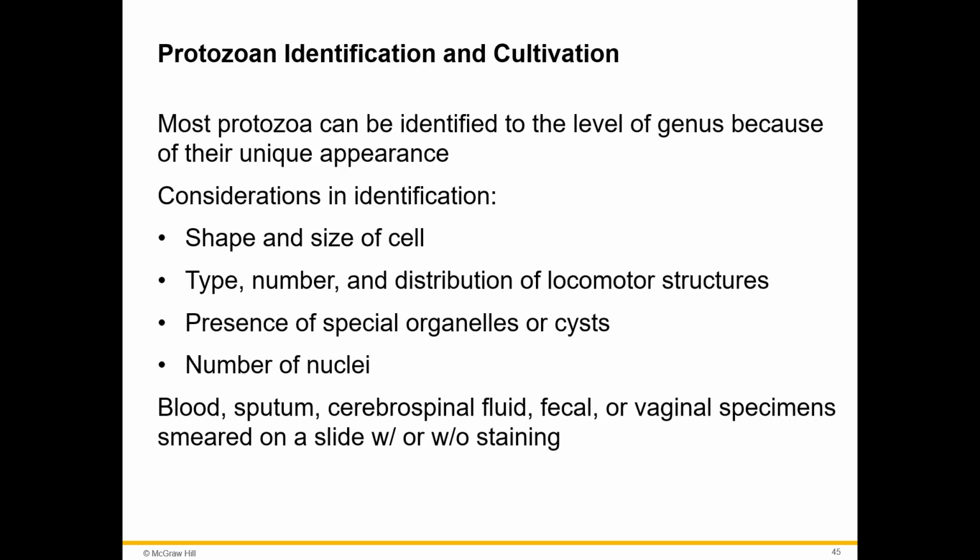So, considerations in identification: the shape and size of the cell. A lot of these single-celled organisms look alike, and I'll show you some pictures of how close they look. So having a micrometer in the microscope and actually measuring the size of the trophozoite can help you identify what pathogen is causing the infection.